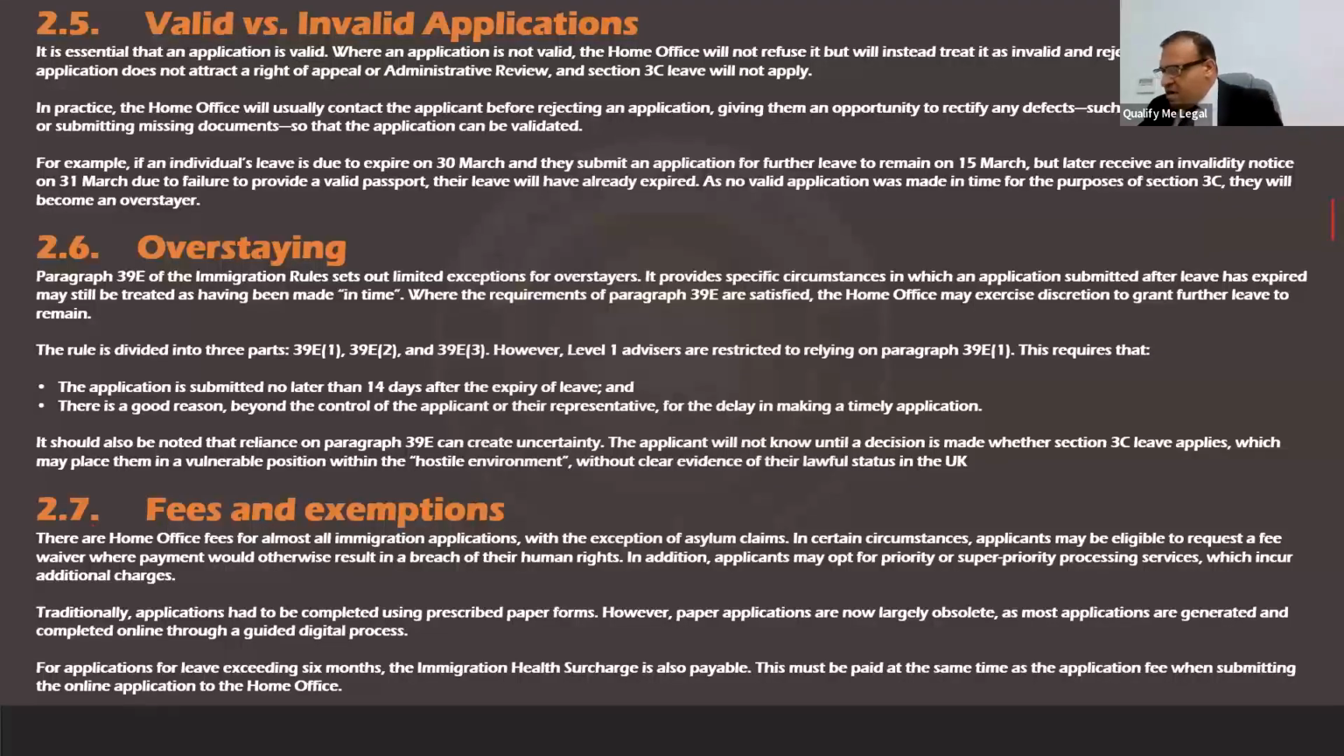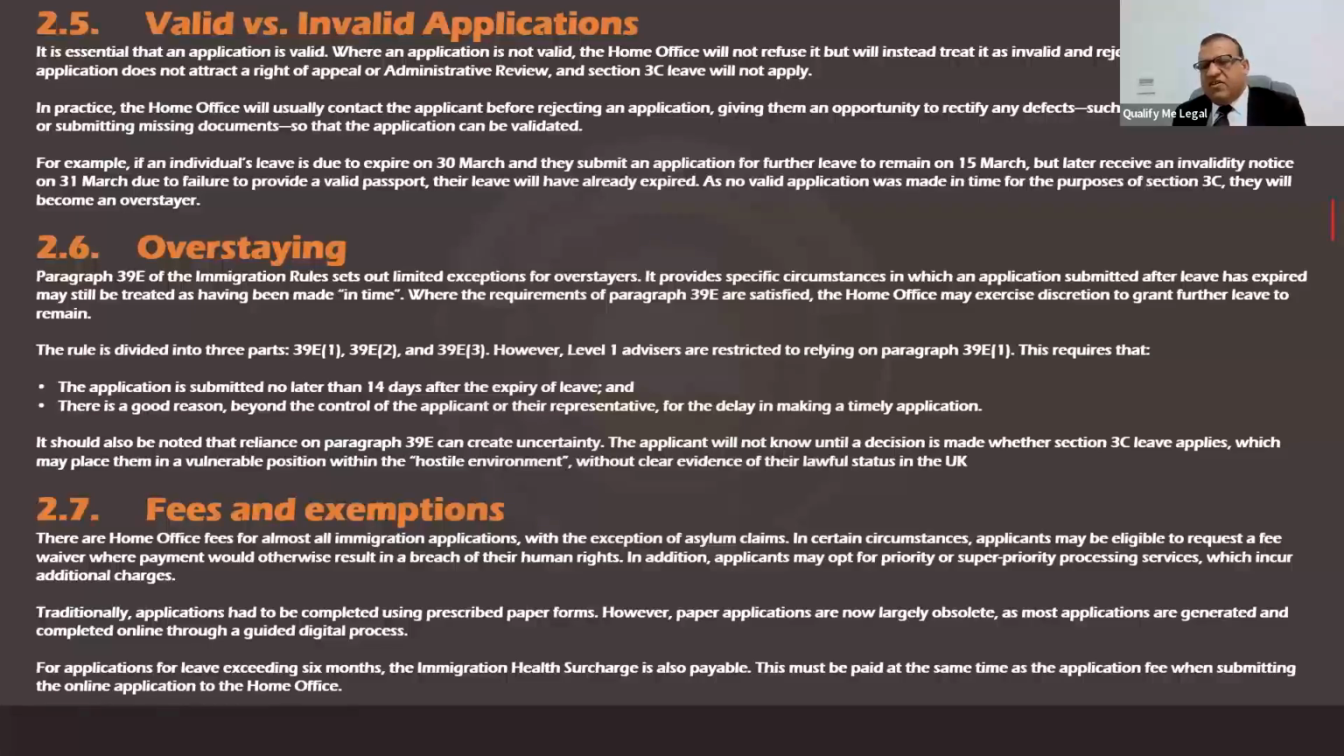Fees and exemption. When we apply for any category of application to the Home Office, we are required to pay the Home Office fee plus the immigration health surcharge. However, there are certain categories where we can apply for an exemption. What are those categories? If there is involvement of a breach of human rights, then we can apply for exemption and a fee waiver, and the Home Office can give a fee waiver for the immigration health surcharge and the main application.